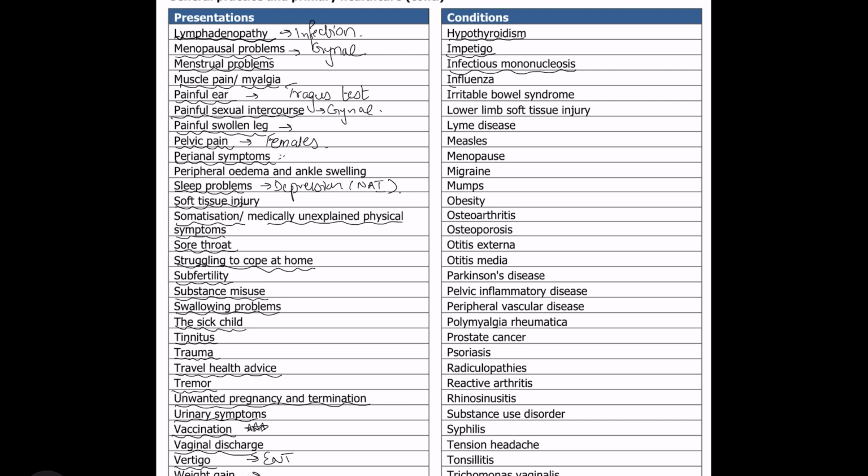Hypothyroidism we have talked about. Impetigo we have talked about. Infectious mononucleosis we have talked about. Influenza we have talked about. IBS we have talked about. Lower limb soft tissue injury we have talked about.